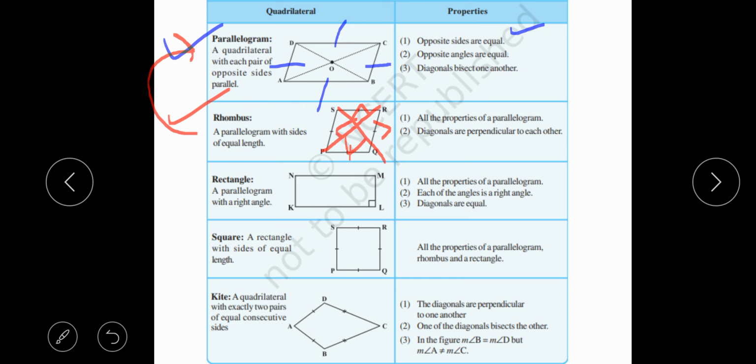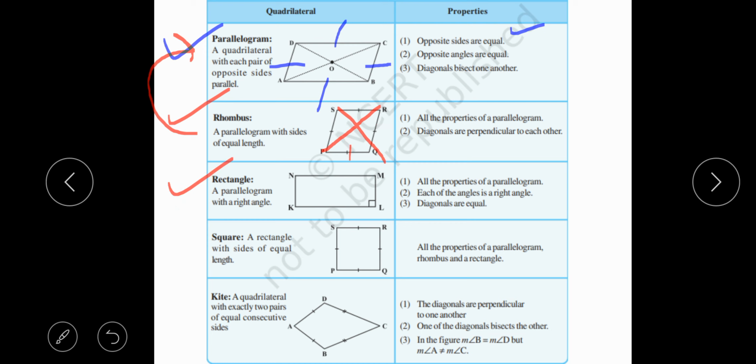So what are the properties of a rhombus? All three properties: opposite sides are equal, opposite angles are equal, and the diagonals bisect each other. And one more property is there: the diagonals should be perpendicular to each other. If the diagonals are perpendicular to each other in a parallelogram and all four sides are equal, then such a parallelogram is called a rhombus.